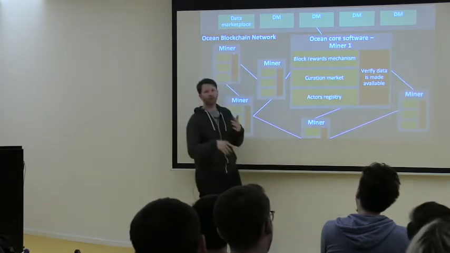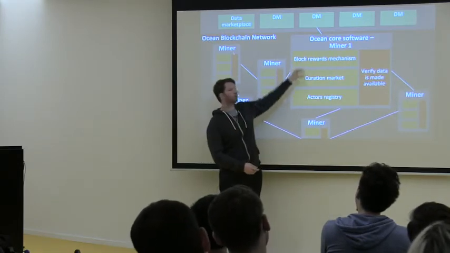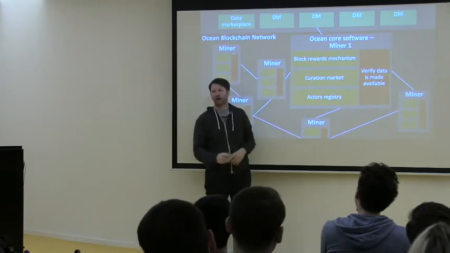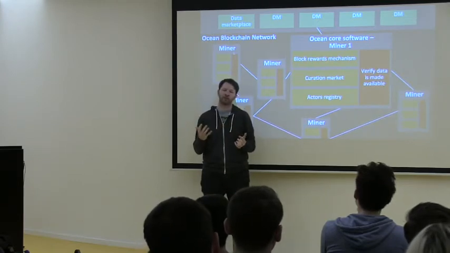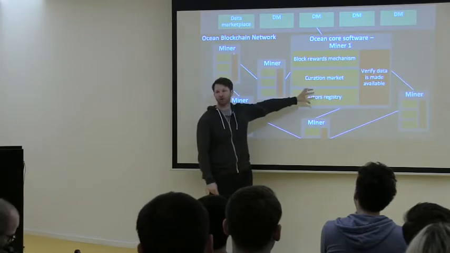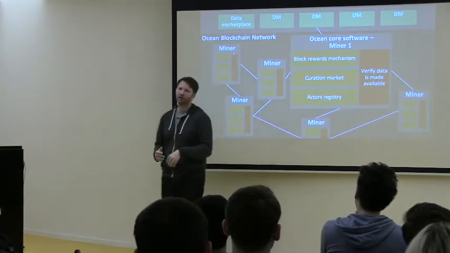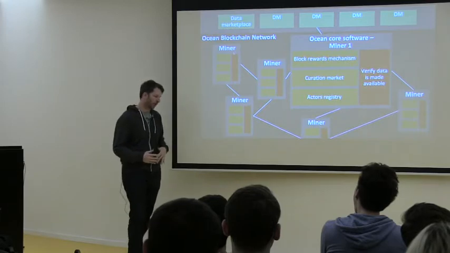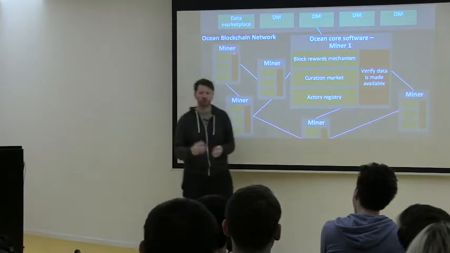And then some of the other main building blocks, you've got the block rewards mechanism, you've got the curation market. And there are several possible attacks where people can be bad actors. So we need to have an actors registry. And this is drawing from AdChain. It's called a tokenized, well, it's a tokenized registry.